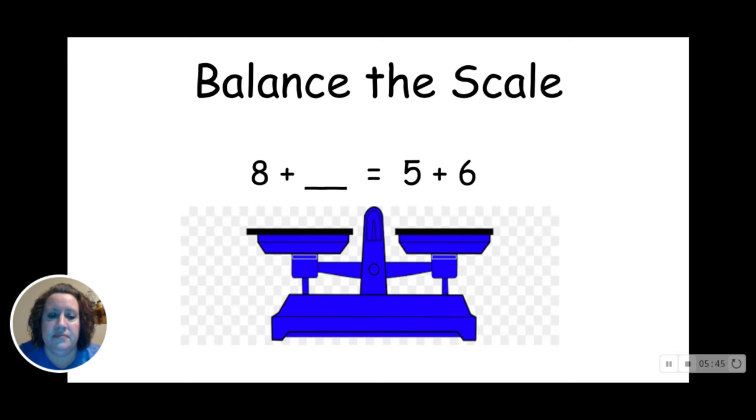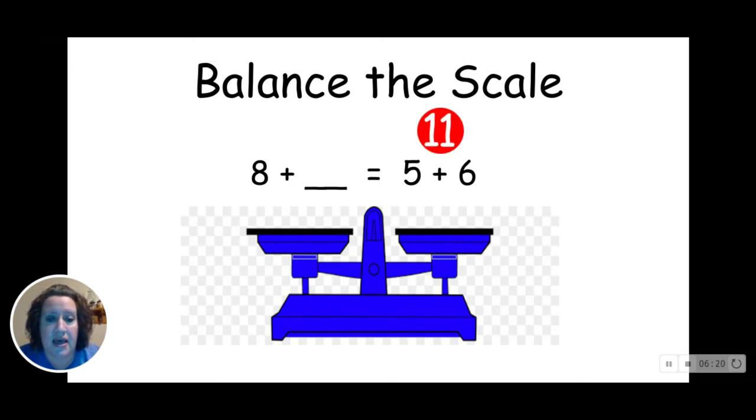All right. 8 plus blank equals 5 plus 6. Where are we going to start? We're going to start on that side with no missing information. 5 plus 6. Remember those doubles facts and then add one. Doubles plus 1. Remember that strategy? If 5 plus 5 equals 10, then 5 plus 6 is just one more. What would that be? 11.